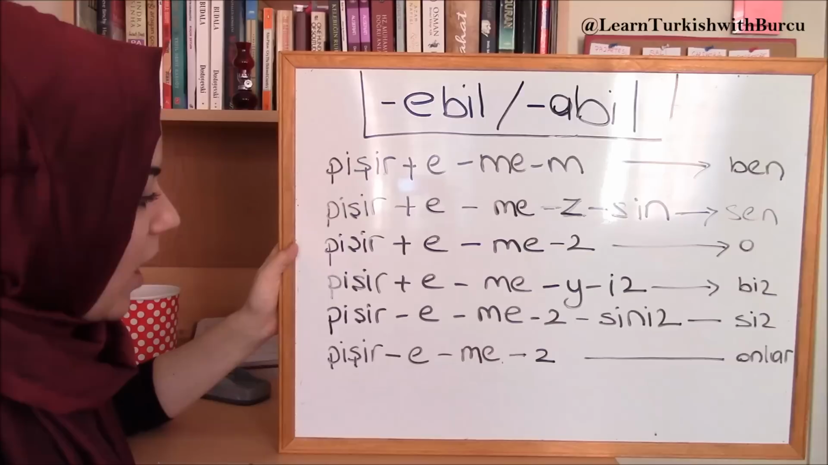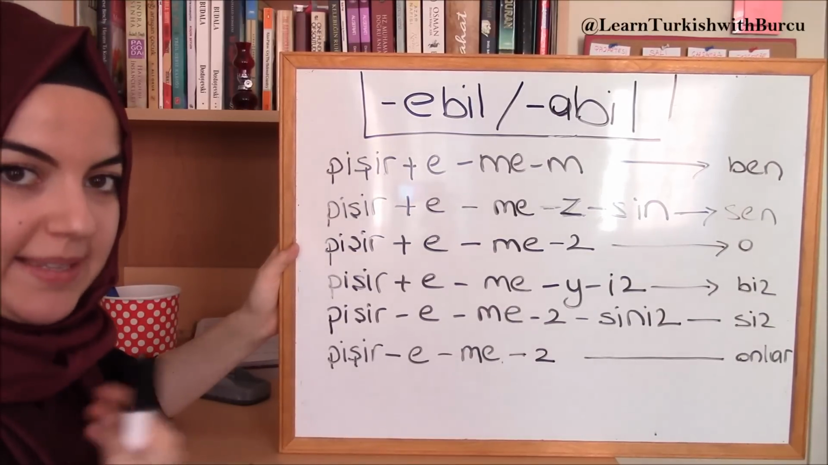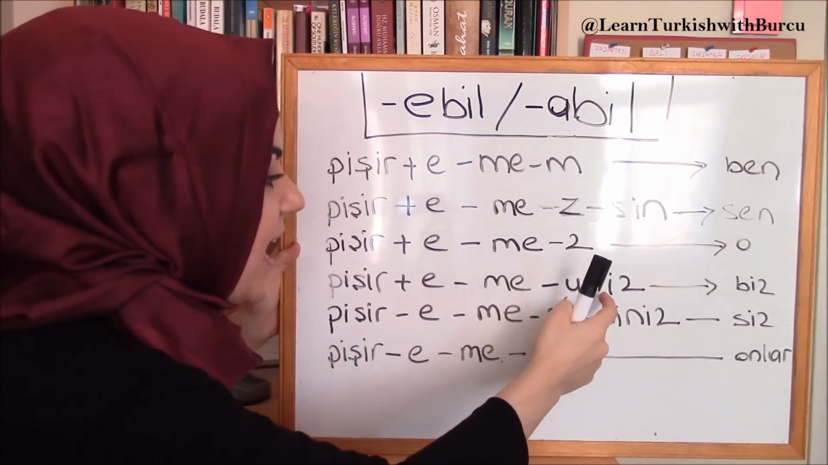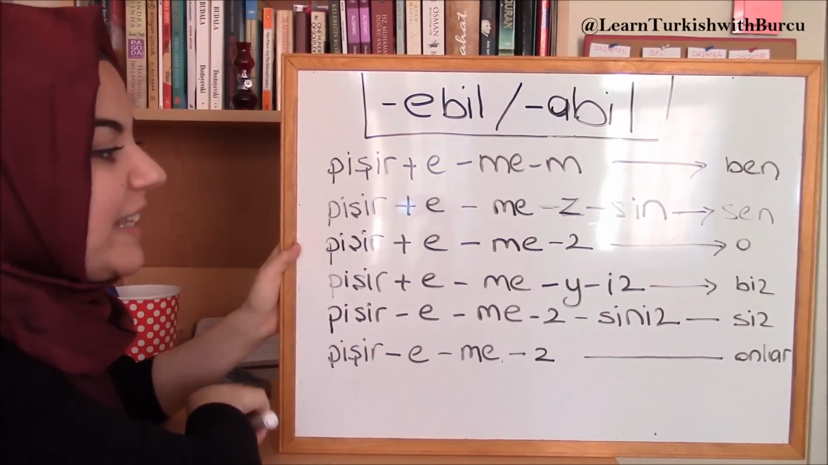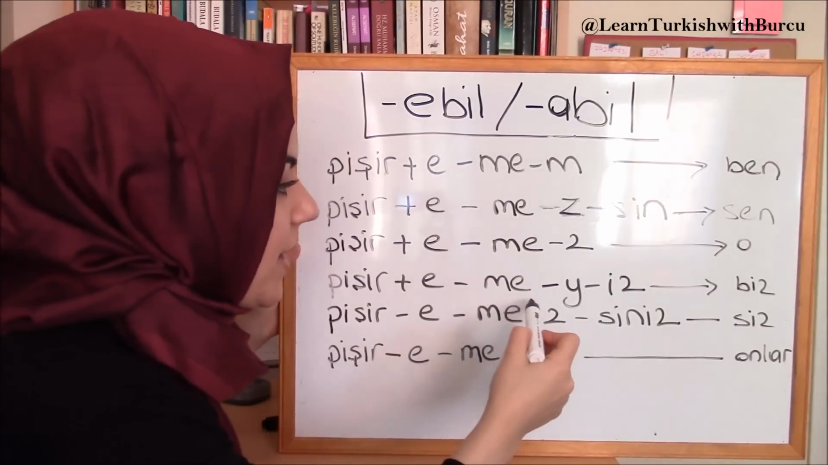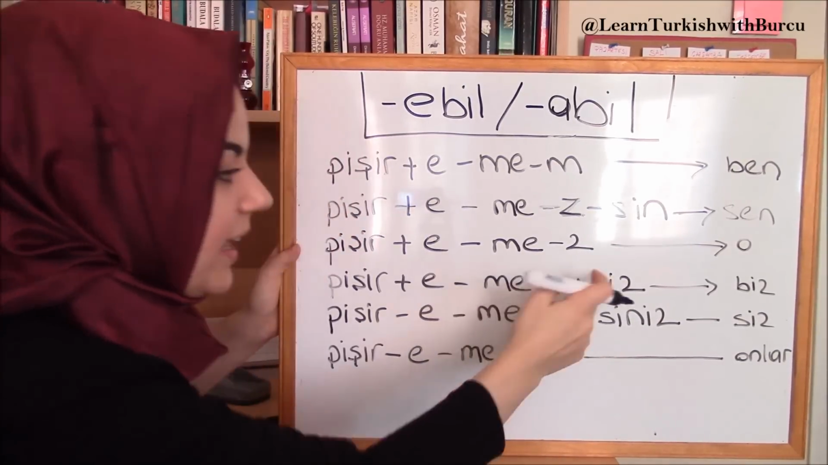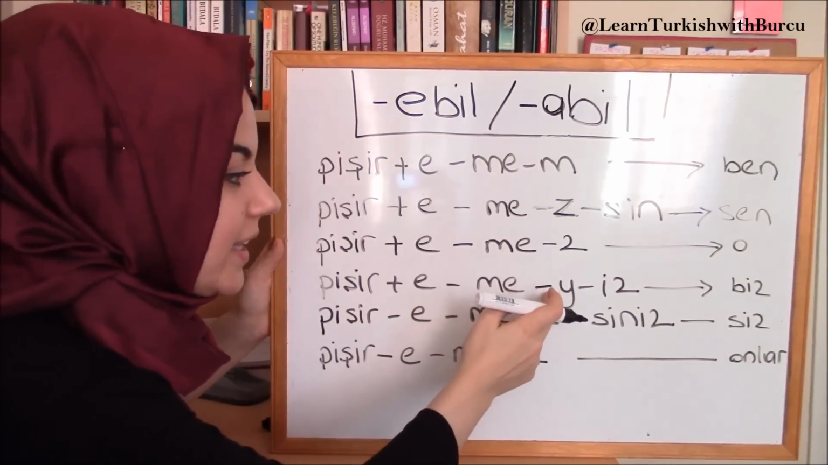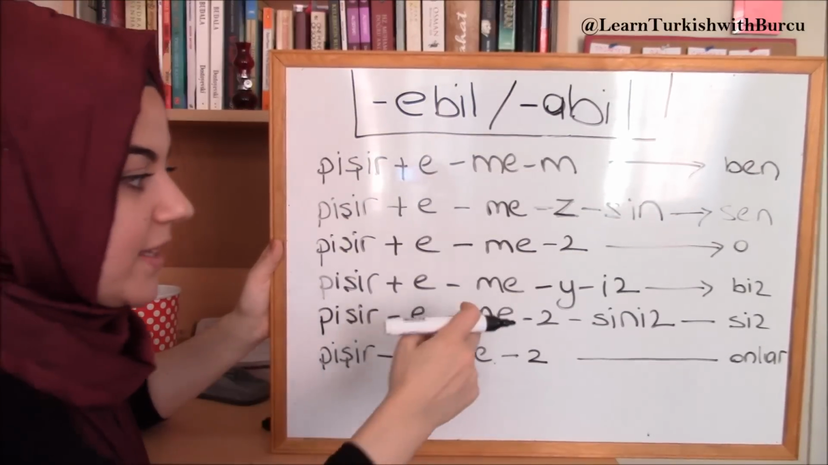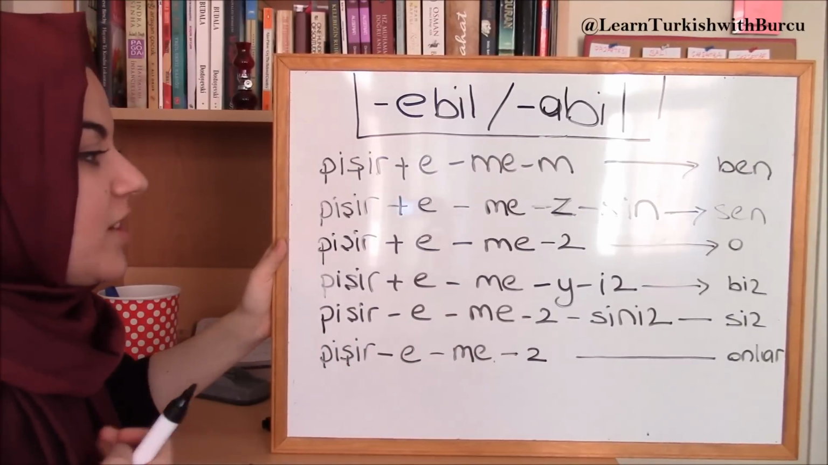Again, let's see now first person plural. Pişiremeyiz. Biz pişiremeyiz. Biz, we. As you can see here again, we have a ye sound, a linking sound, as I mentioned in the previous example. Again, you see two vowels, E and E. They cannot come together. That's why we use a linking consonant here. We can't cook. Pişiremeyiz.